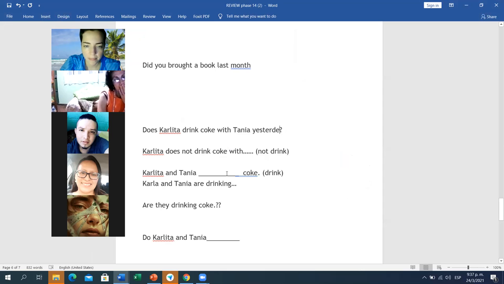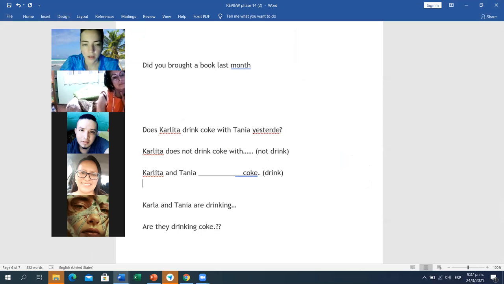Okay, aquí lo vamos a poner. How will be this sentence in the past progressive, Carlita and Tania? Carlita and Tania, were. ¿Por qué el were y por qué no el was? Because it's one, two, plural. Yes. Como dice ella, they.